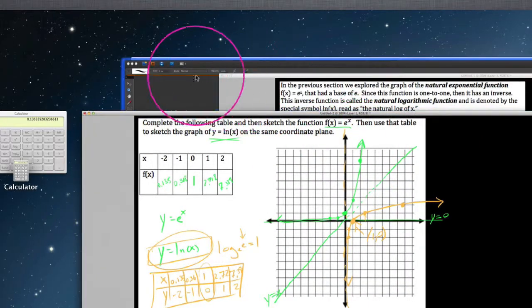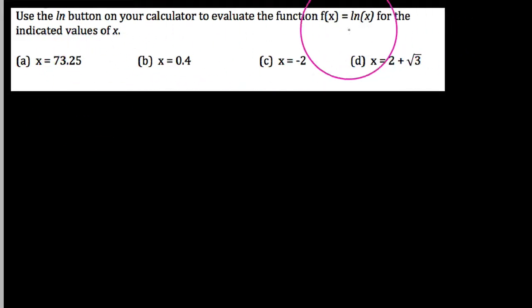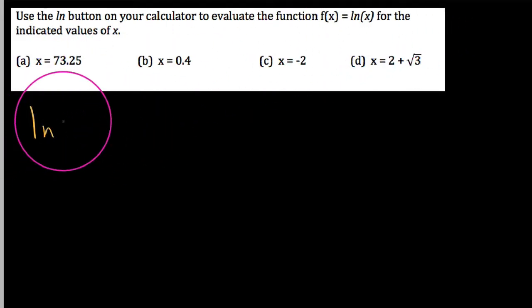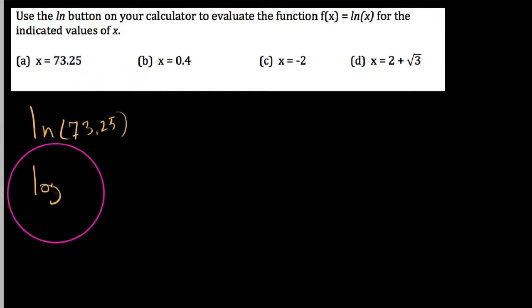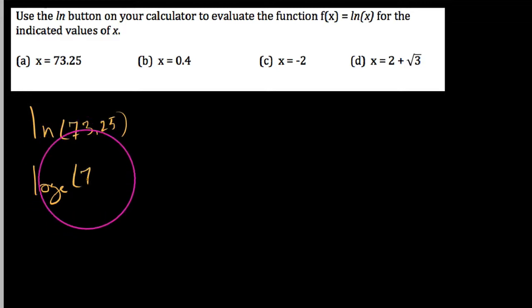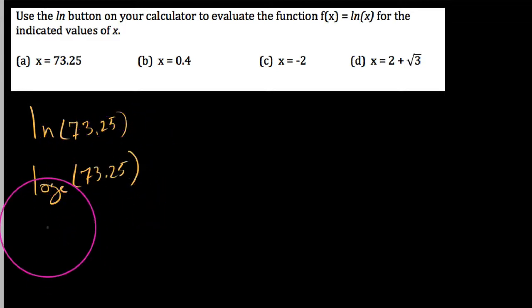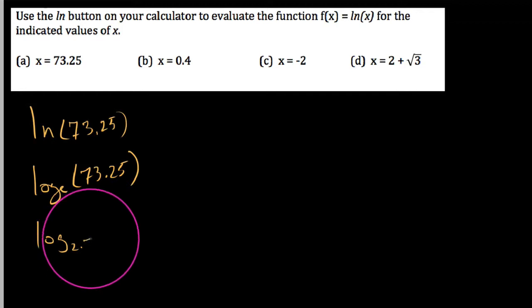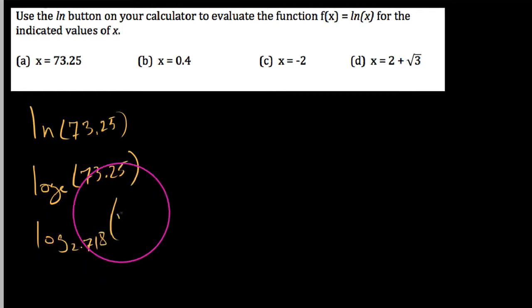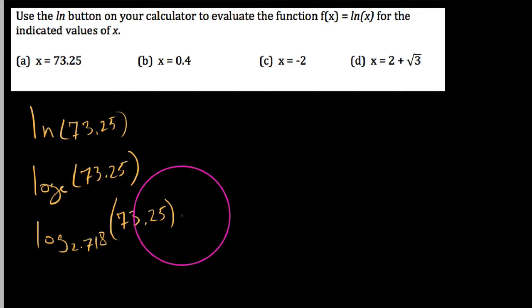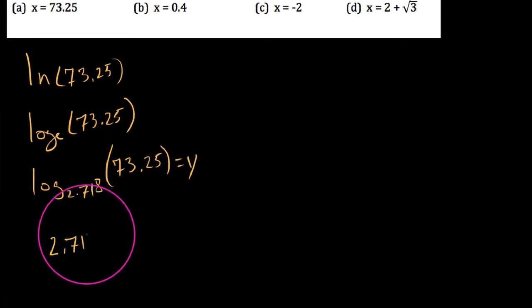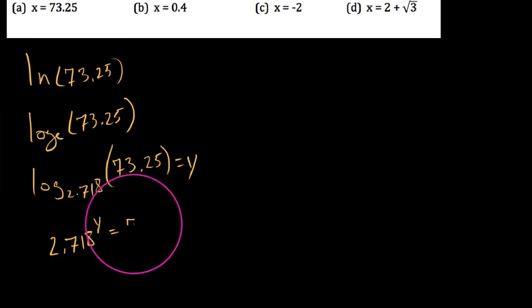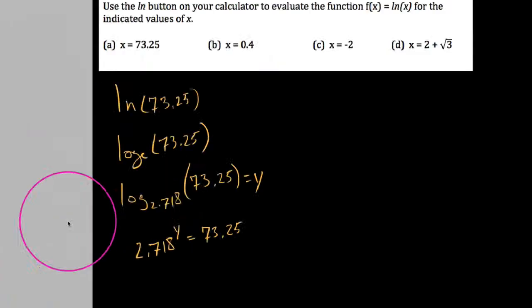Okay, so that being said, one more thing I wanted to do is use a calculator to evaluate this function. If I said, for example, I want to find ln of 73.25, just wanted to point this out, that's the same thing as log base e of 73.25. Sorry to do all this writing, I just want it to make sense. That's log base 2.718 of 73.25, and say this equals y. What we're asking is: e to the power of what? In other words, a number slightly less than 3 to the power of what would be 73.25, and that's what our calculator is going to do for us.